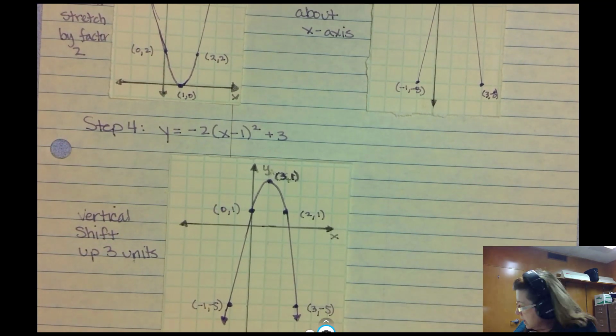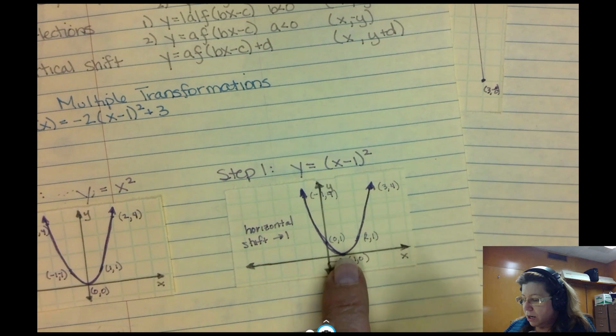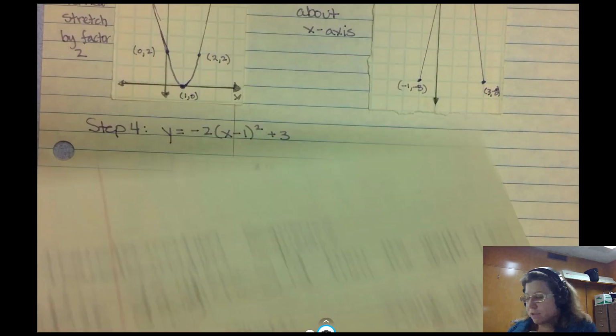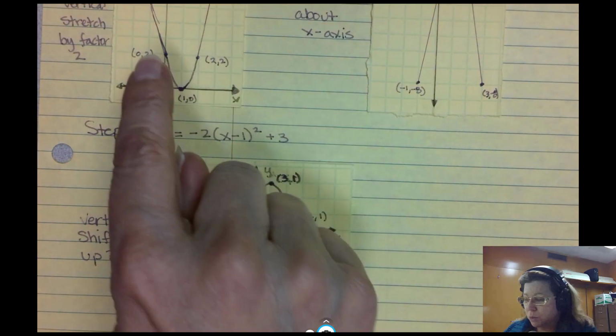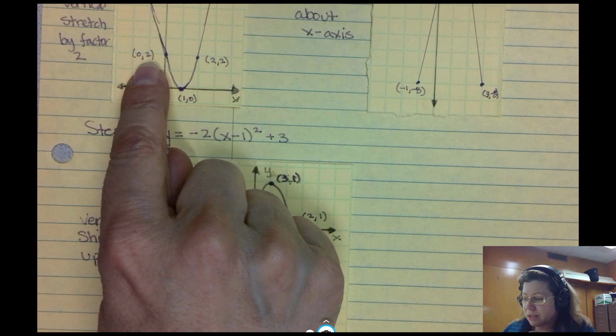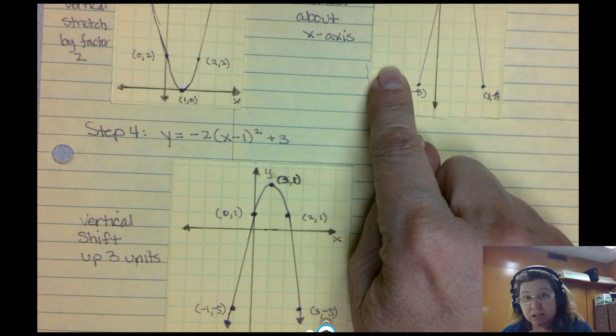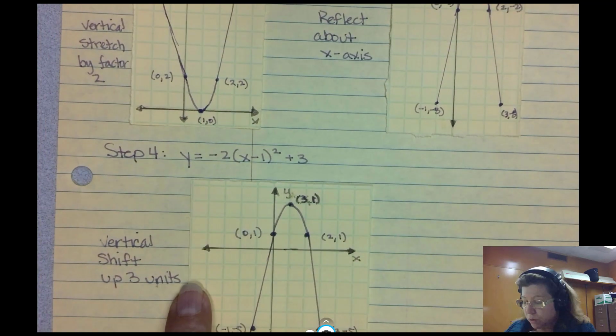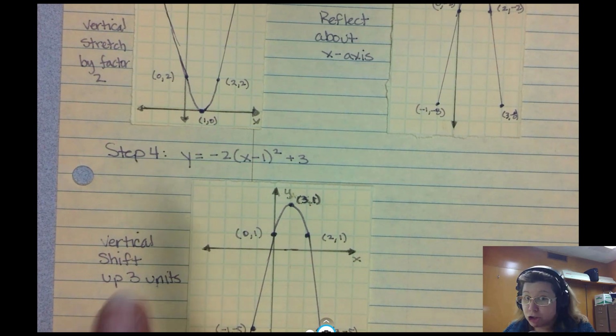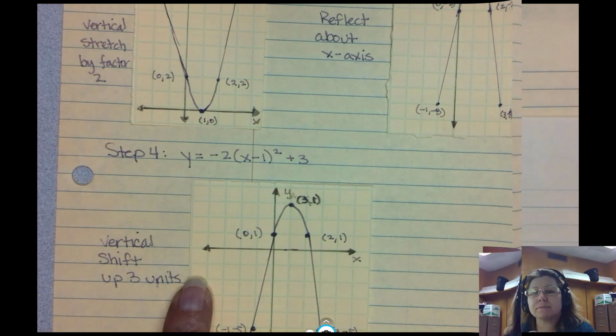So we did, in total, a horizontal shift for step 1. Step 2, we did a vertical stretch. Step 3, we did a reflection. Step 4, we did a vertical shift. Vertical shift is always going to be the last thing you do.